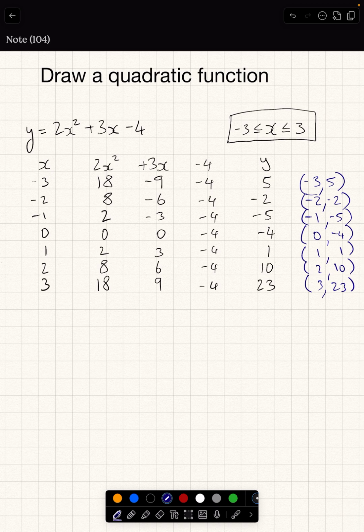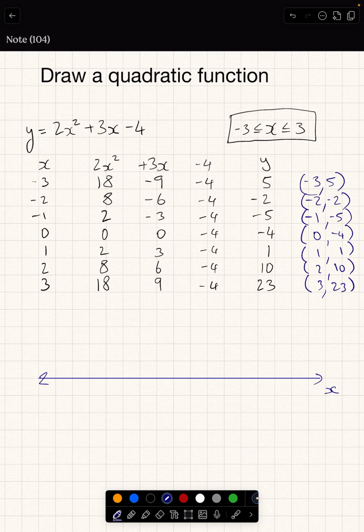So we're going to draw that. So our x axis goes from minus 3 to plus 3, and the y axis climbs as high as 23 and as low as minus 5. So I might have to do 2 or 3 attempts at this.